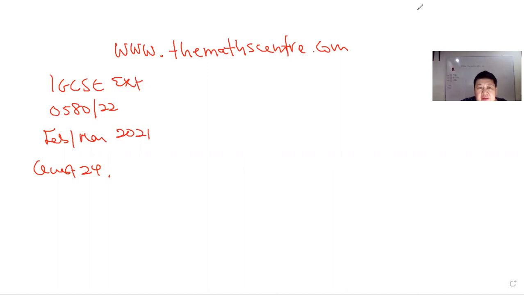This week, we're going to take a look at the most recent IGCSE Maths paper, code 0580, paper 2 or 22, taken from the February-March 2021 sitting. This is an exam paper taken by the people in India. It's a good paper of good standards, similar.